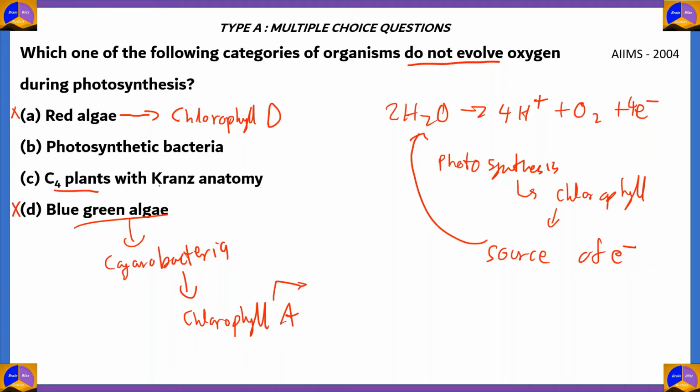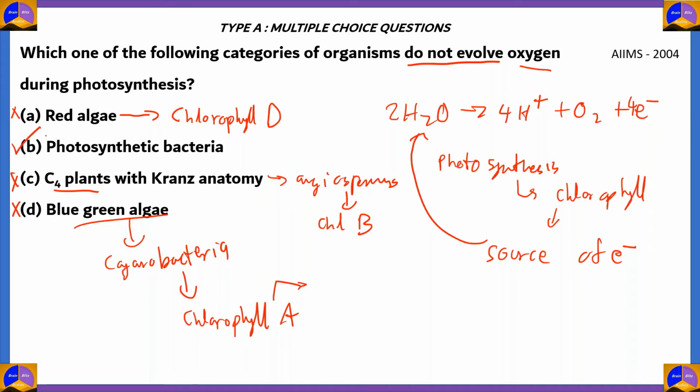What about option C, C4 plants with Kranz anatomy? Now in C4 plants, the only difference is the anatomy of the leaf, the positioning of the enzymes such as PEPcase and RuBisCO, and the non-evolvement of oxygen so as to avoid photorespiration. However, both C4 and C3 plants belong to angiosperms, and they use the pigment chlorophyll B extensively. So therefore, option C is also incorrect.